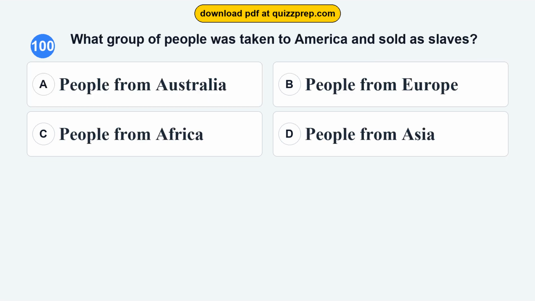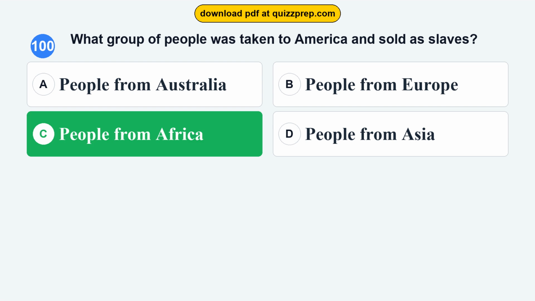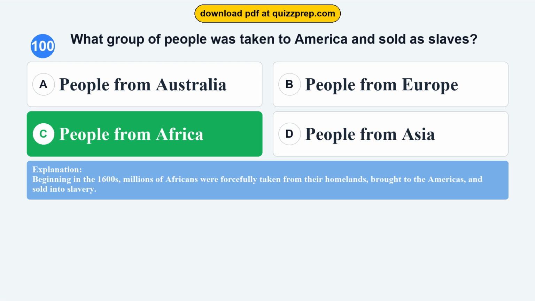Question 100. What group of people was taken to America and sold as slaves? Option A, people from Australia. Option B, people from Europe. Option C, people from Africa. Option D, people from Asia. The correct answer is option C, people from Africa. Beginning in the 1600s, millions of Africans were forcefully taken from their homelands, brought to the Americas, and sold into slavery.